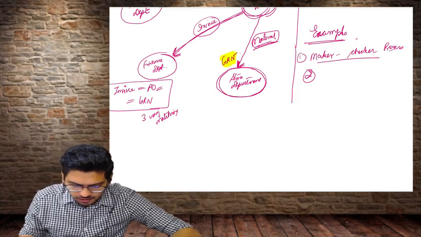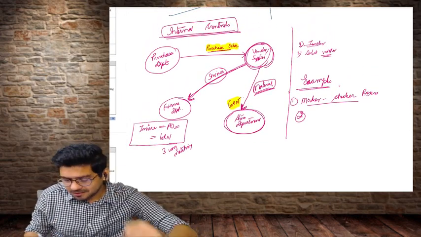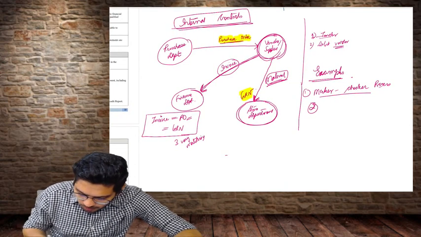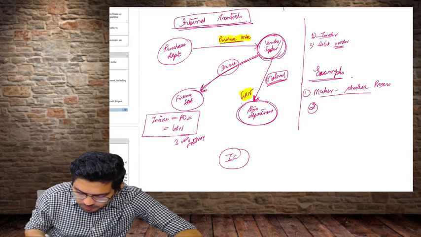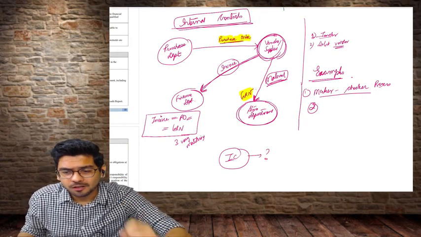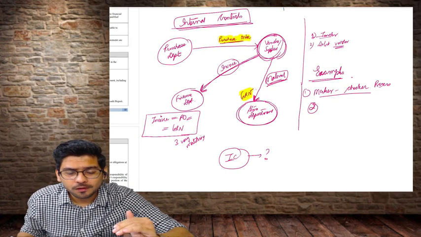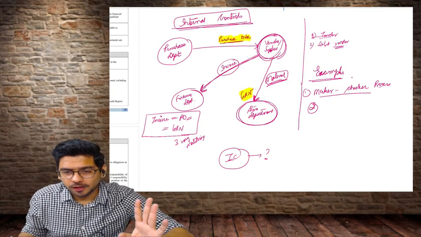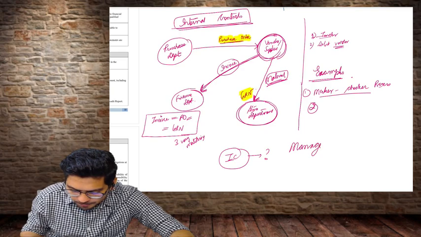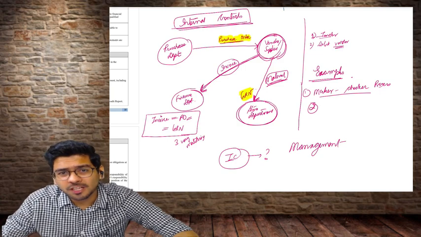Now please understand, there are 2-3 things you have to understand regarding internal controls. The first thing which I am going to ask you is, who is responsible for internal controls? I want all of you to answer this. Who is responsible for internal controls? The management. So management is responsible for the implementation, design and maintenance of internal controls in the organization.